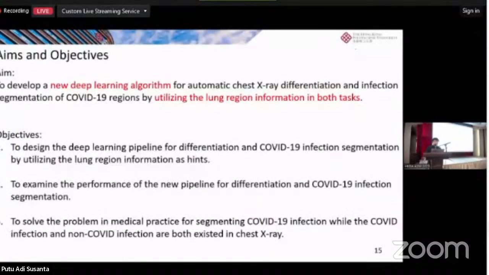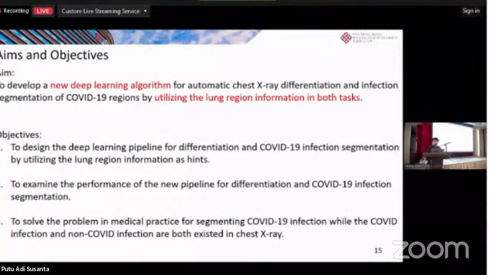And then we will briefly introduce the aims and objectives of our research. Our aim is to develop a new deep learning algorithm for automatic chest X-ray differentiation and infection segmentation of COVID-19 regions by utilizing the lung region information in both tasks. Our objectives include designing the deep learning pipeline for differentiation, extending the performance of our new pipeline, and solving the problem in medical practice of segmenting COVID-19 infections when COVID-19 and non-COVID-19 infections both exist in the data.